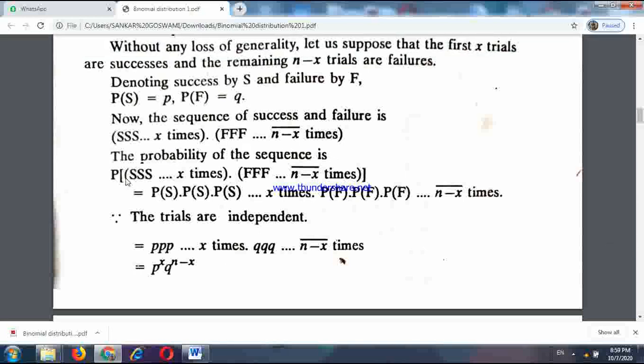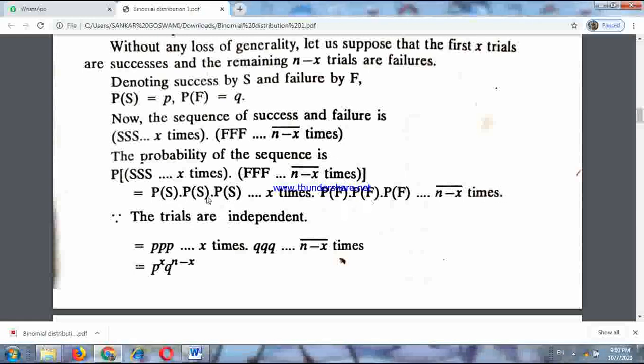So I take the probability of this sequence, and as the trials are independent, the probability of success in the first trial is independent of the probability of success in the second trial. So all these events are independent. So applying the multiplication theorem of probability, we know that P(A intersection B intersection C) equals P(A) into P(B) into P(C) if the events are independent. So here S means S intersection S intersection S intersection. This intersection is not represented here. Anyway, as the trials are independent, these events are also independent, and I can write P(S) into P(S) into P(S) in this way.